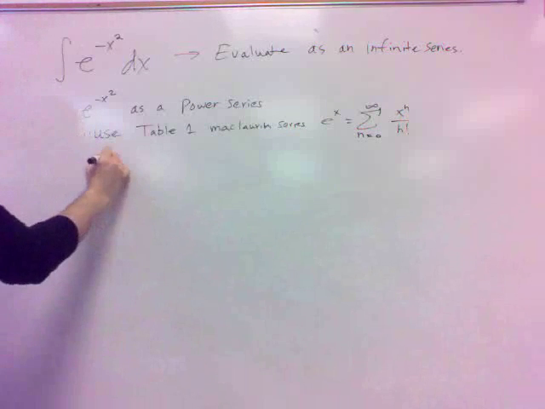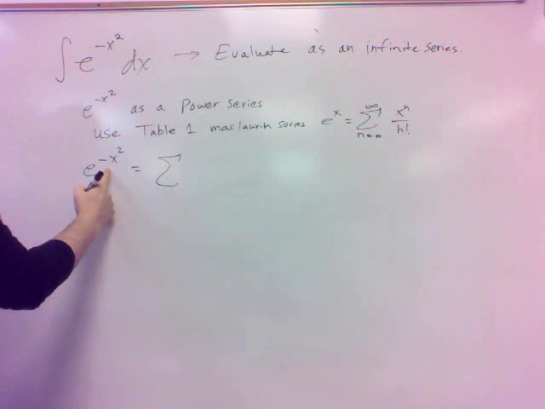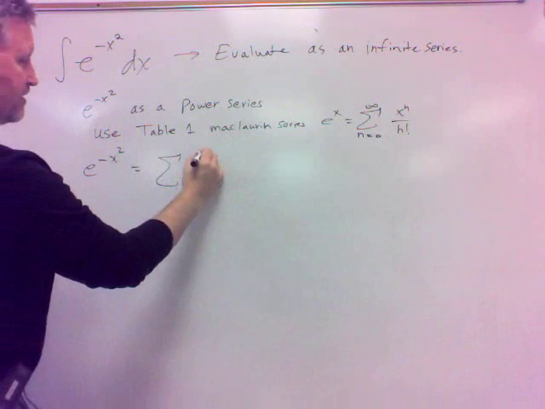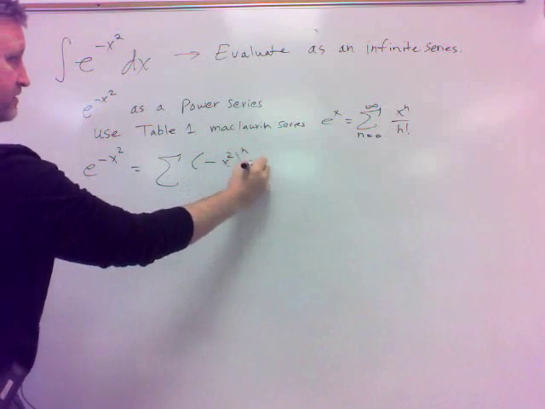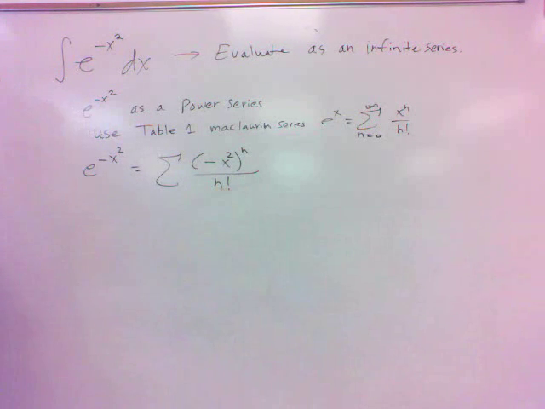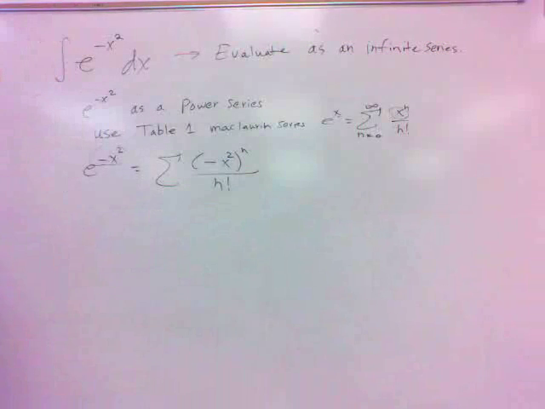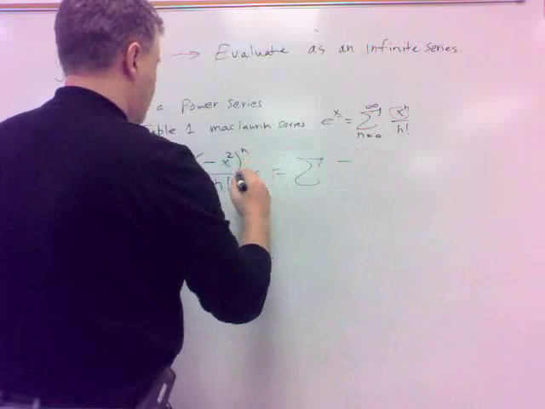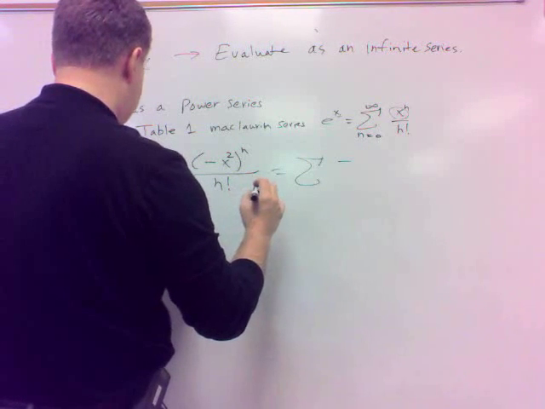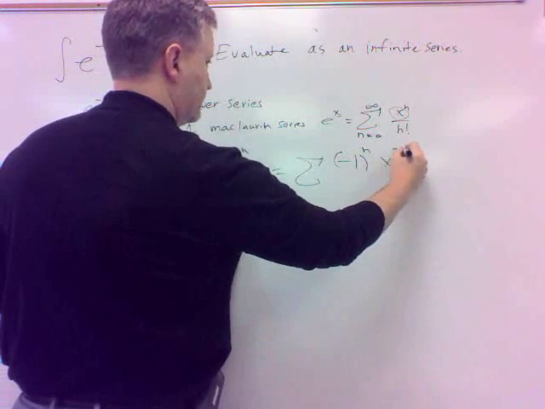So e to the minus x squared would be, instead of x, I've got minus x squared, so that would be power series wise, negative x squared to the n over n factorial. With me on that? Just replacing x by minus x squared. And so that's the series negative 1 to the n, x to the 2n over n factorial.